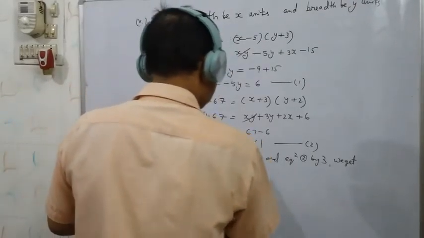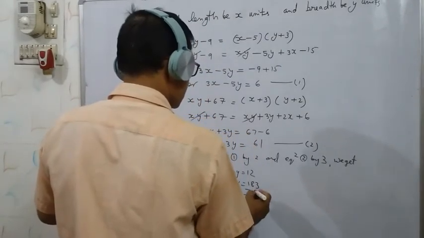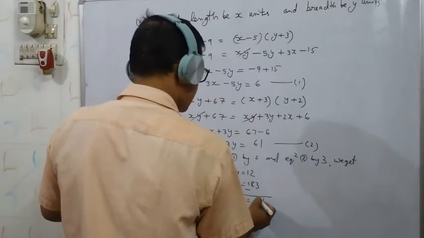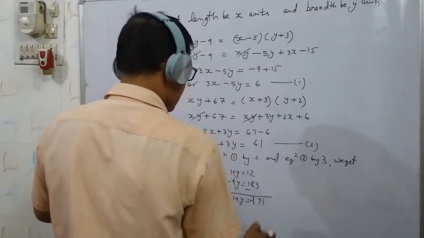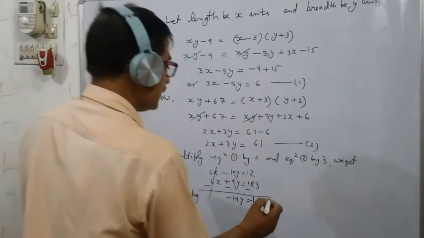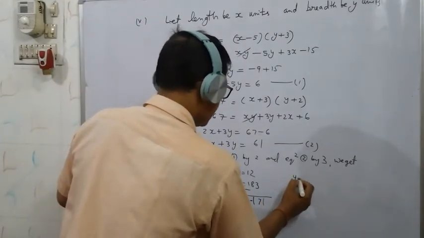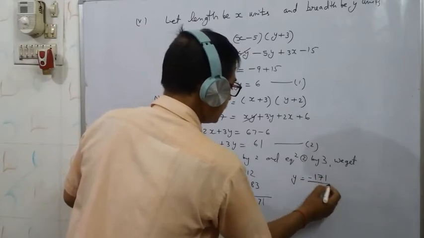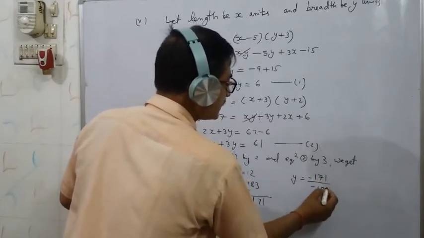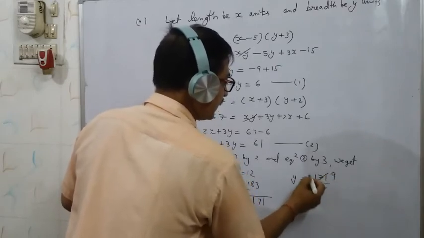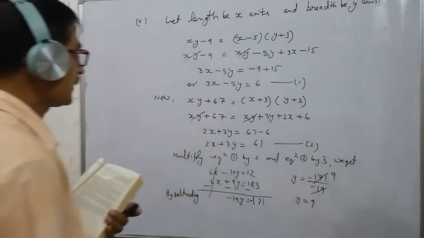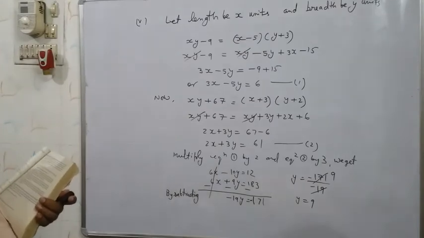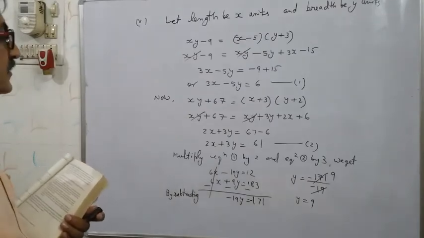No, there is the negative and that is the positive, so this will be subtract. So 183 minus 12 is 171. So minus 19y equal to minus 171. So y will be minus 171 upon minus 19. You know that 19 times 9 is 171, and minus minus cancels. So y equal to 9. So students, we have got the value of y, 9. Y is our breadth.